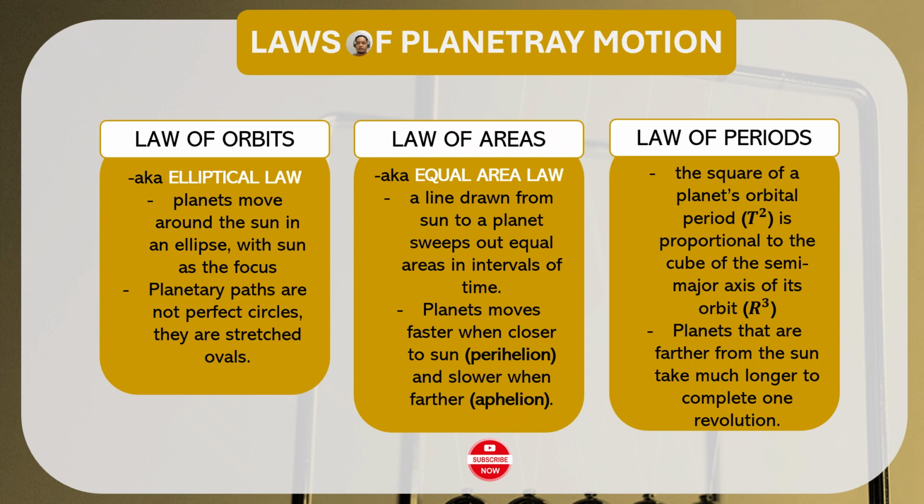Planets that are farther from the sun take a much longer time to complete one revolution. We can connect that to the aphelion phenomenon. When it's far away from the sun, it moves slower, so it will take more time, a higher period, before it can complete one orbit or revolution.